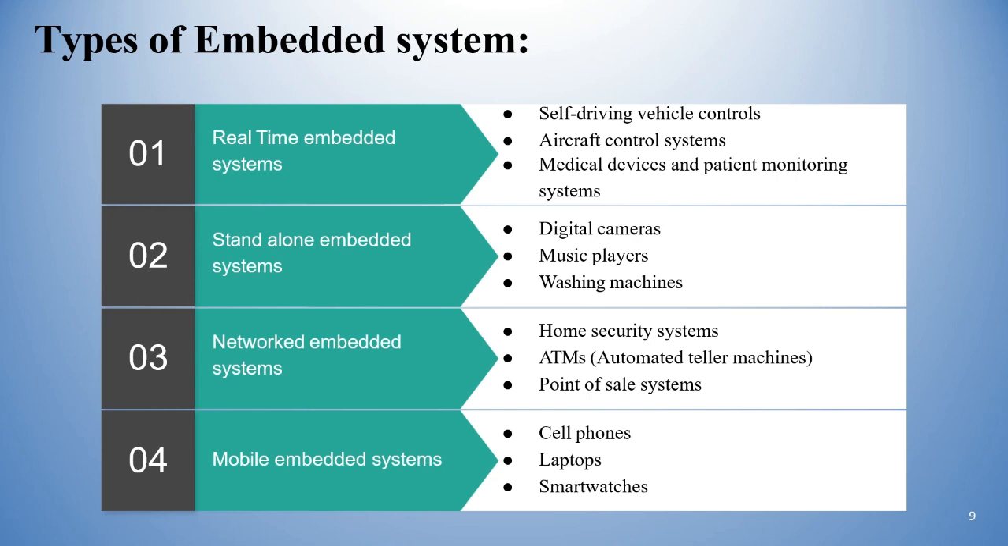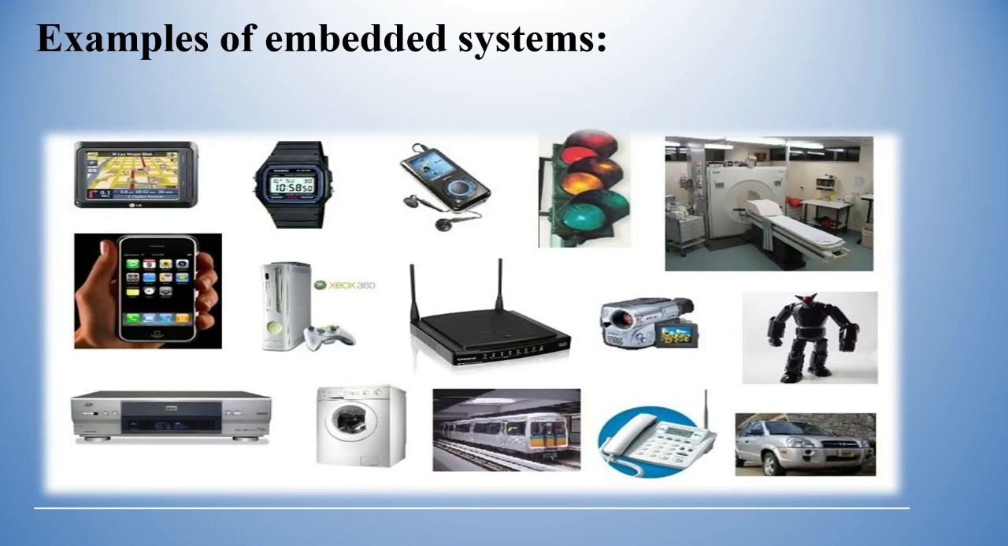The third is network-based embedded systems. Examples are home automation, home security systems, ATMs, and point of sale systems. And the last is mobile embedded systems: cell phones, laptops, and smart watches. These are some of the examples of embedded systems in our day-to-day life.